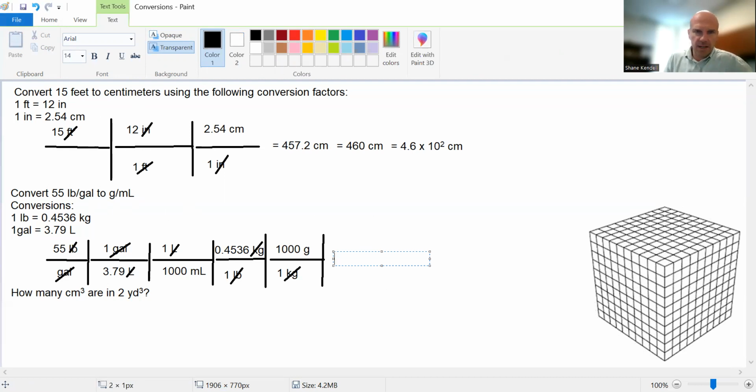This time I do have numbers other than 1 in the denominator. So when I put it in the calculator, I'm going to type in 55 times 0.4536 times 1,000 divided by, and then I open a parenthesis, 3.79 times 1,000, close parentheses, and equals. And so I get 6.5826.